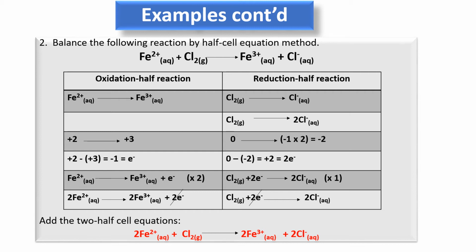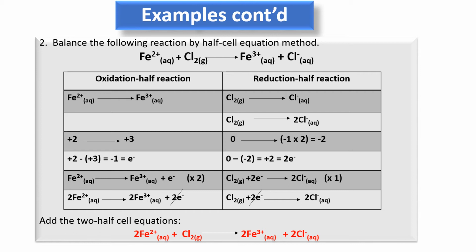So for the oxidation half, we have Fe2+ forming Fe3+ by losing 1 mole of electron, and Cl2 produces 2 moles of Cl- by gaining 2 moles of electrons. So what do we do? Step number 5. Multiply the electrons by the appropriate coefficients. So 1 mole of electron is lost, 2 moles of electrons are gained.